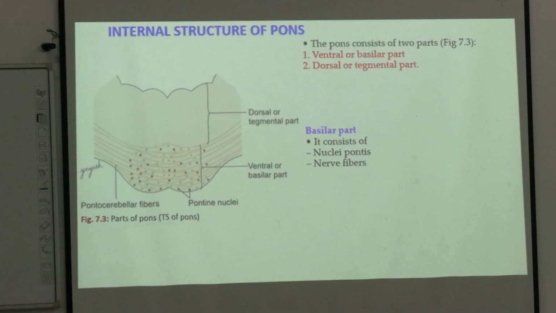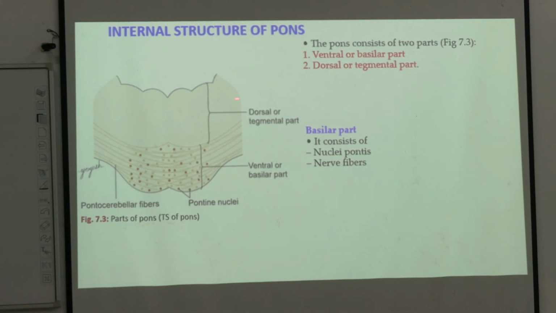So two components are there in this basal part: nucleus pontis or pontine nucleus, and nerve fibers. If you cannot remember the particular nerve fiber names, just don't go for it. Just mention nerve fibers and pontine nucleus. You will still get the full credit. If you can remember better, you will get a better decorated answer, and better answers will carry better marks. If you cannot, just answer that the nucleus and the fibers are present. We call them pontine fibers and pontine nucleus. That's all. So this basal part has these two architectures.